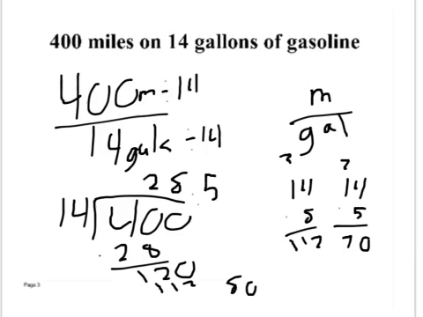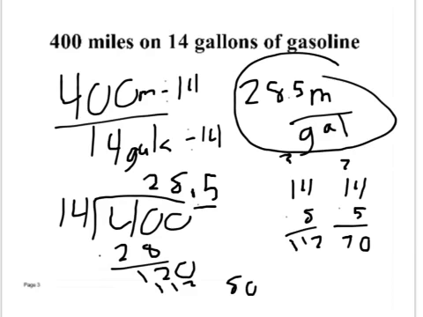We keep on going, but today it will tell you round to the tenth. Okay, it'll tell you round to the tenth, which is the first decimal place. So our answer is 28.5 miles per gallon. That's pretty good. Okay, that means your car is pretty efficient.